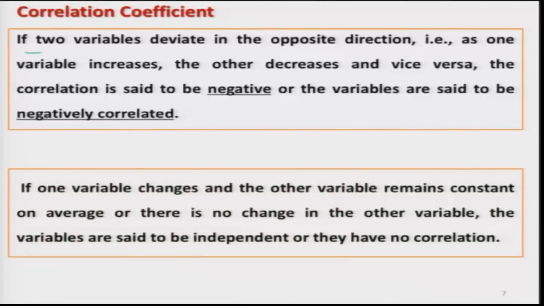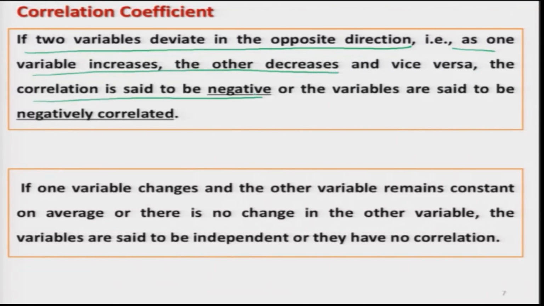So the next case is that if two variables deviate in the opposite direction, what does this mean? That is, as one variable increases, the other variable decreases, or vice versa. Then in this case the correlation is said to be negative and the variables are said to be negatively correlated. So in this case what will happen?